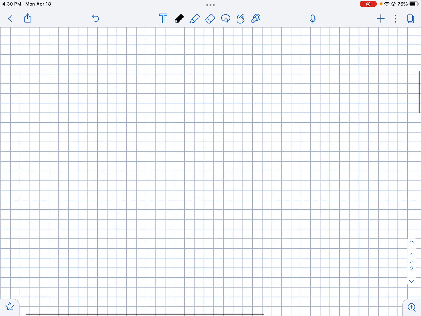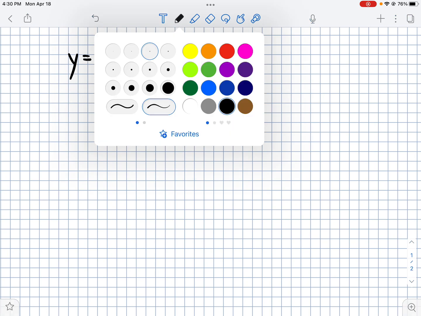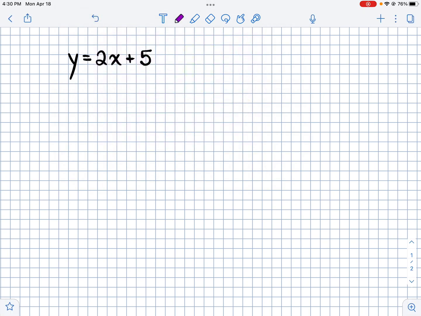Okay, so let's say we had an equation like y equals 2x plus 5. So that's in slope-intercept form. You can see the slope is 2 and the y-intercept is 5. All right, let's say I wanted to change this into standard form. So I want it to look more like ax plus by equals c.